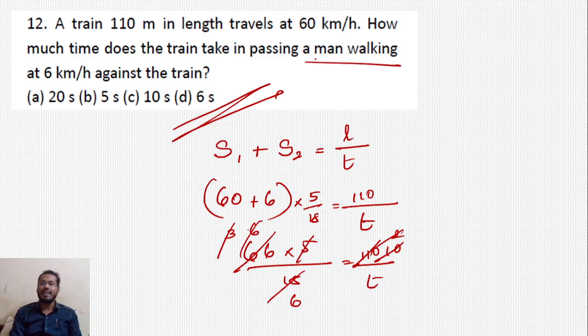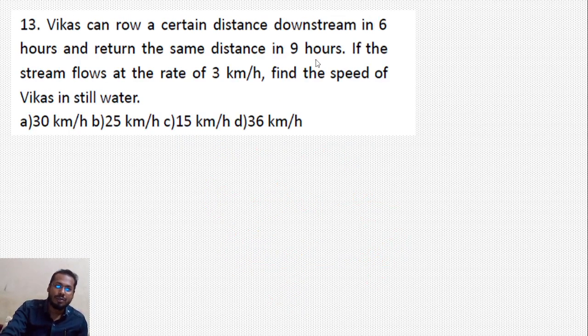That's it. Clear? So up to this, the trains problem is over. Let's move to the boats and streams problem. Okay, right. So Vikas can row a certain distance downstream. I want to tell you one thing.